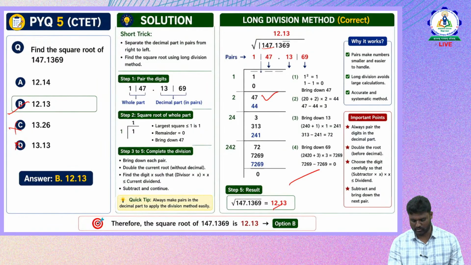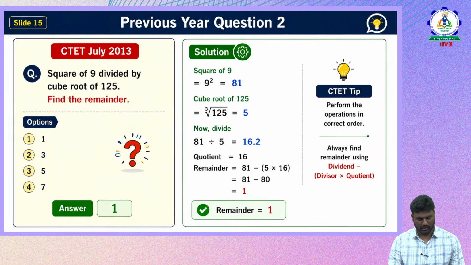Okay, so when you do that, 0.13169, similarly we'll get the answer of 13. Now another question: the square of 9 divided by the cube root of 125, find the remainder. We need to identify it. Okay, they are given options like this.